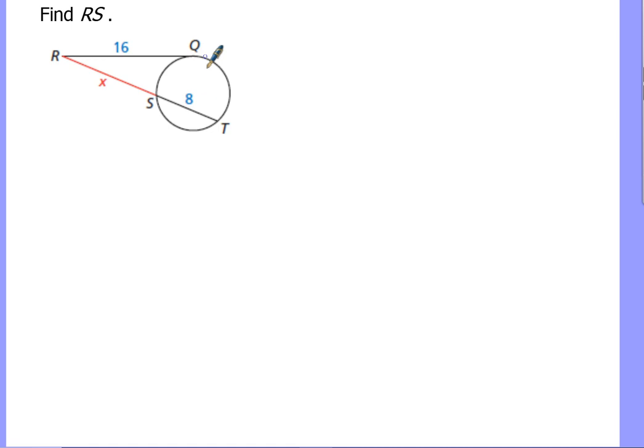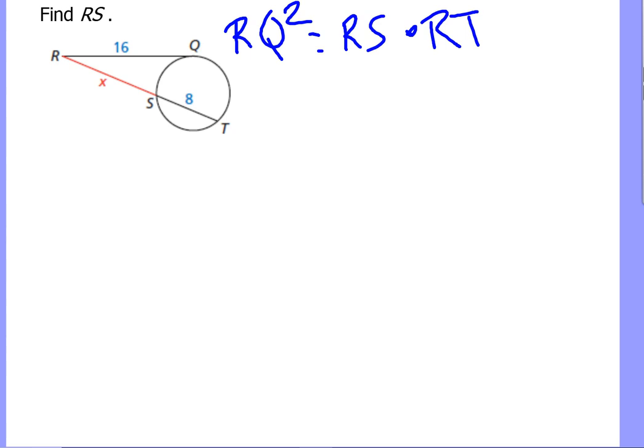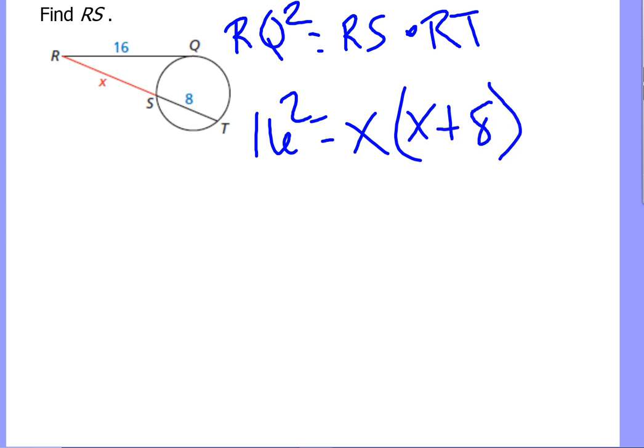So we see RQ is our tangent. What this tells us is that RQ squared should equal the product of RS, the external segment of the secant, times the entire secant right here. All right. Well, at this point in time, we know that RQ is 16, RS is x, and the entirety of RT is x plus 8, right? From R all the way to T is x plus 8.